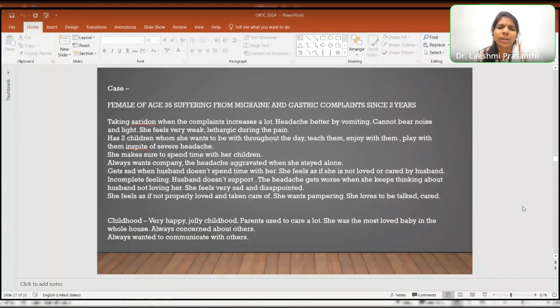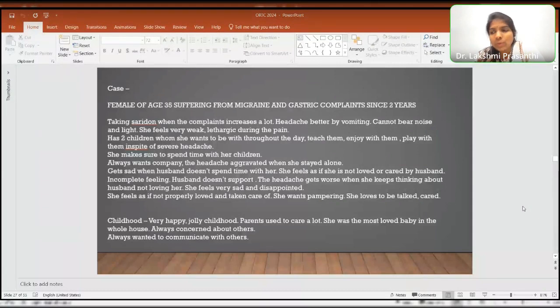Why is the husband not spending time with her? Why is he not giving time to her? Why is he not being with her? So she used to feel as if she is not being loved or cared. There was some incomplete feeling inside her. She used to feel that the husband doesn't support her and is not loving her. She's very sad and disappointed.